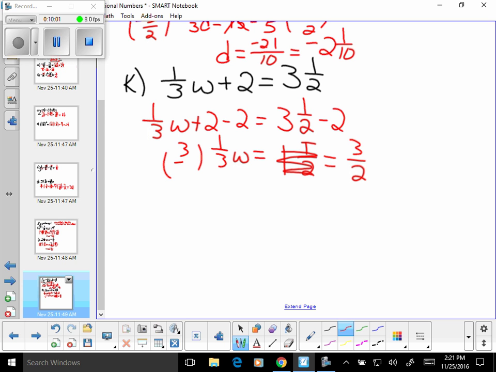Now I'm going to multiply by the reciprocal of the coefficient, which in this case is 3 over 1, and W will equal 9 over 2, which is 4 1/2.